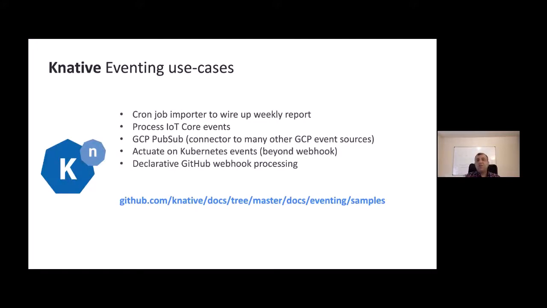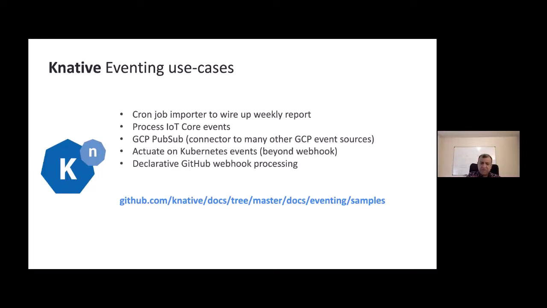So what are the eventing use cases, right? You could have different use cases, like you can have a cron job. A cron job event source is the one I actually use in my demo, but you can use it to write weekly reports. You can process various IoT events, PubSub, Kafka, and so on. You can even have workflows defined on your GitHub by GitHub webhook. So there are a lot of examples of how eventing can be used.